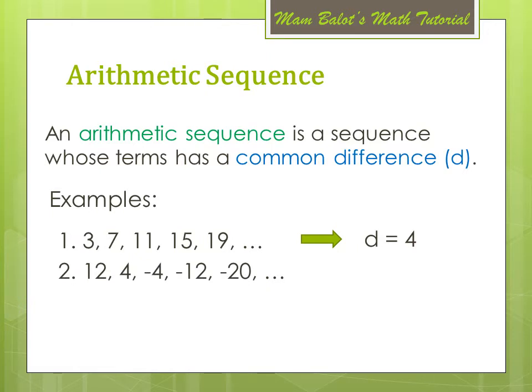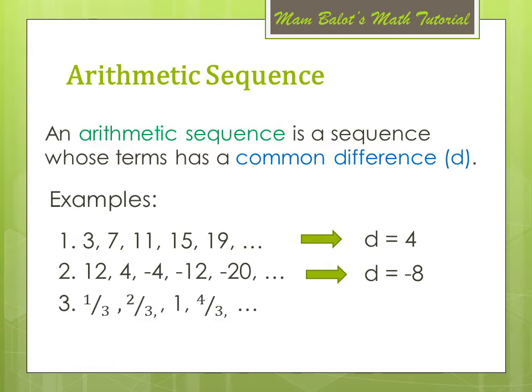Number 2, we have 12, 4, negative 4, negative 12, negative 20, and so on. From here, we can see that we subtracted 8 from the first term to get the second term, and then subtract again 8 from 4 to get negative 4, and so on. So, therefore, the common difference is negative 8.